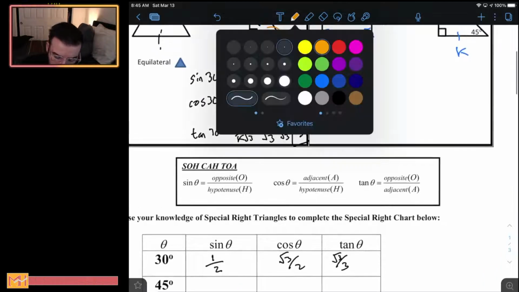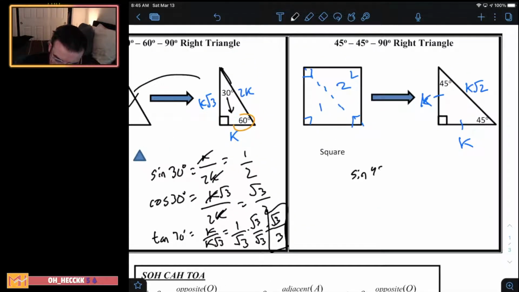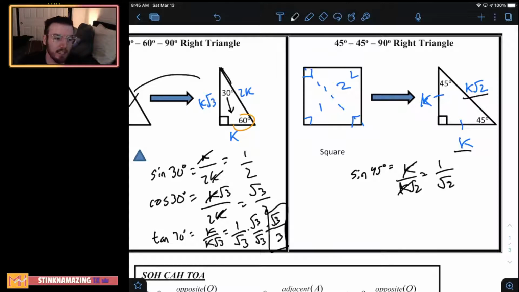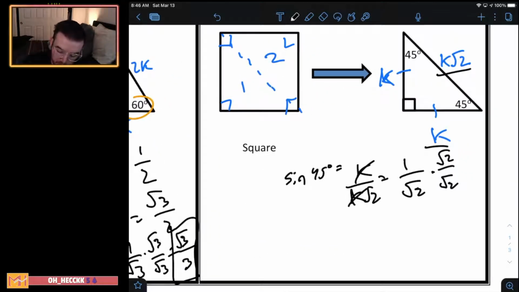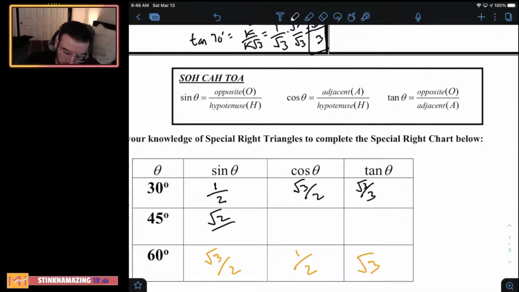I'll go ahead and do sine for the 45, 45. Sine of 45 degrees is opposite k over hypotenuse, which is k root 2. We get a similar situation where the k's cancel out and we're left with 1 over root 2. We multiply by root 2 over root 2. And why is that beneficial? We don't like square roots in the denominator, so when you take a square root times itself, the radical goes away, and root 2 times 1 is root 2. So sine of 45 degrees is root 2 over 2.